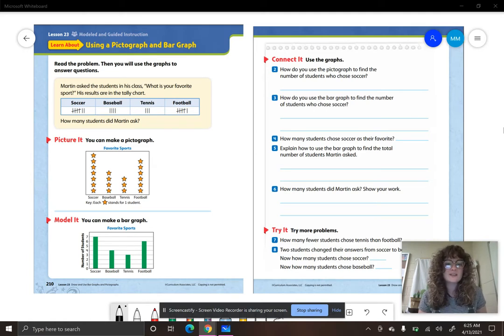Martin asked the students in his class, what is your favorite sport? His results are in the tally chart. So 7 friends liked soccer, 4 friends liked baseball, 3 friends liked tennis, and 6 friends liked football. How many students did Martin ask?